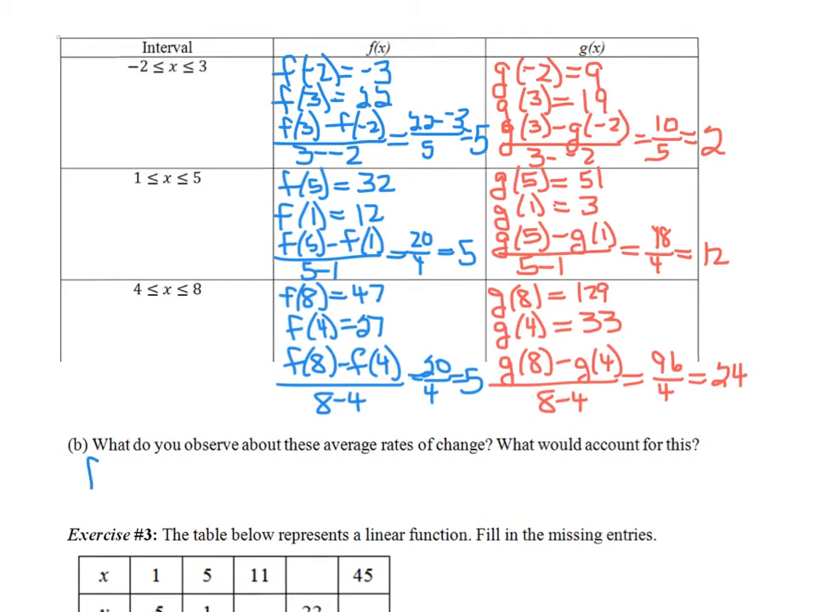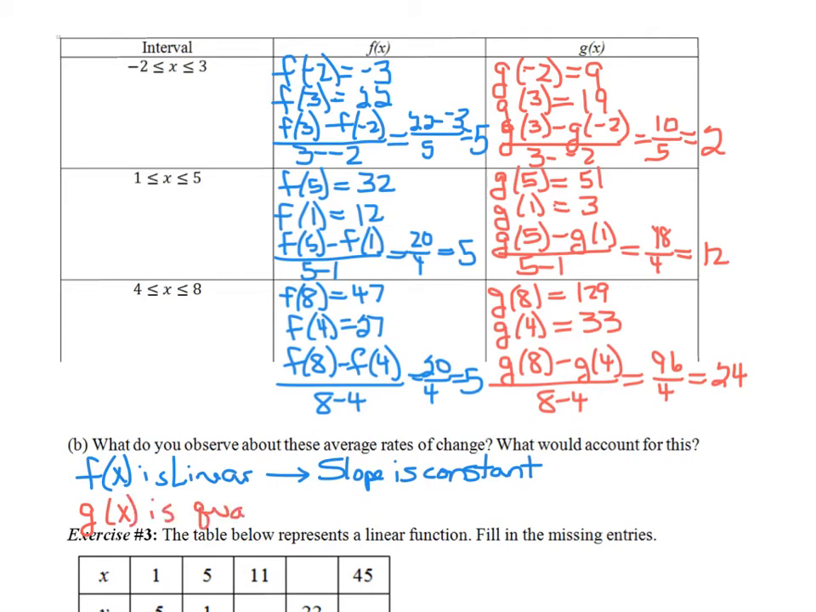We see that f(x) is a linear function. With a linear function, the graph is a line, and therefore the slope is constant. If the slope is constant, then of course that tells us that the average rate of change is going to stay the same no matter what interval I look at for that function. But when we look at g(x), we see that g(x) is not linear. In fact, g(x) in this case happened to be quadratic.